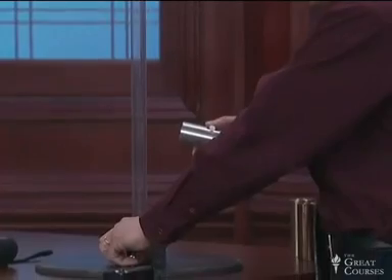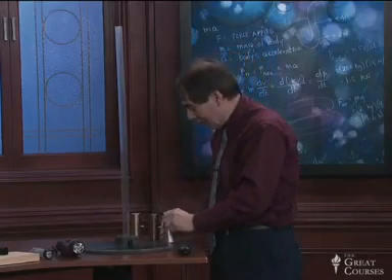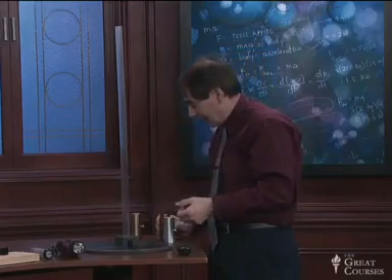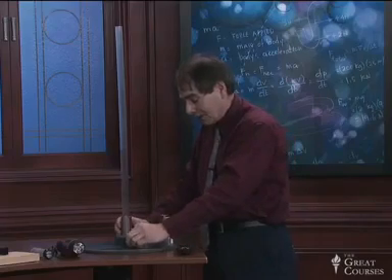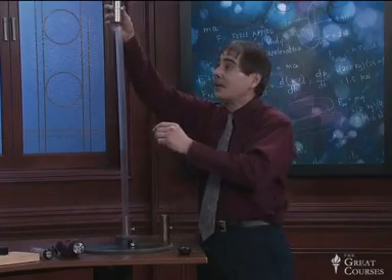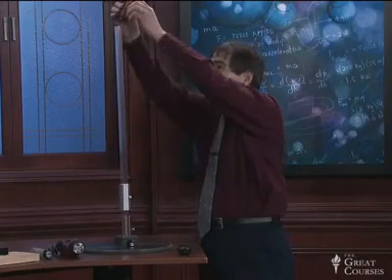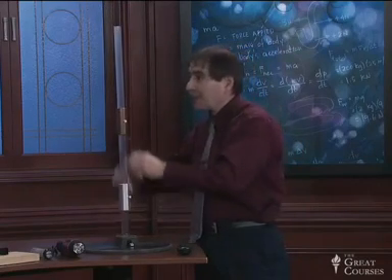This one's made of aluminum, which, of course, is not magnetic. The magnet does not stick to the aluminum. This one's copper. The magnet does not stick to the copper. And this one is brass, which, of course, is also non-magnetic. So these are non-magnetic materials. And I'm going to put these sleeves around my tube. I'll put the aluminum one at the bottom. I'll put the copper one in the middle. And I'll put the brass one at the top.